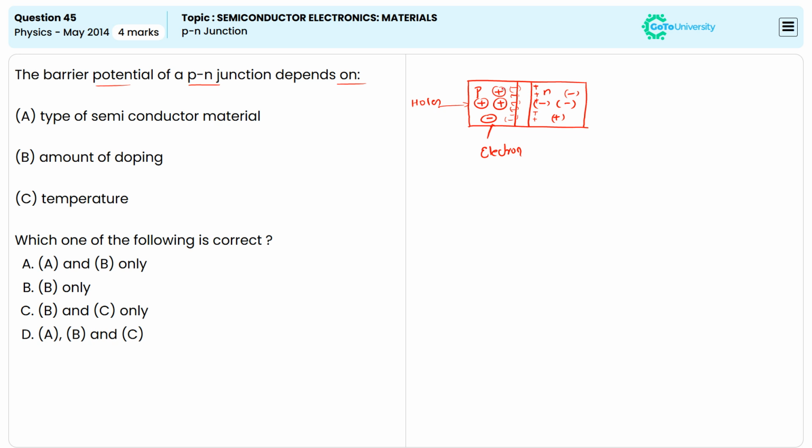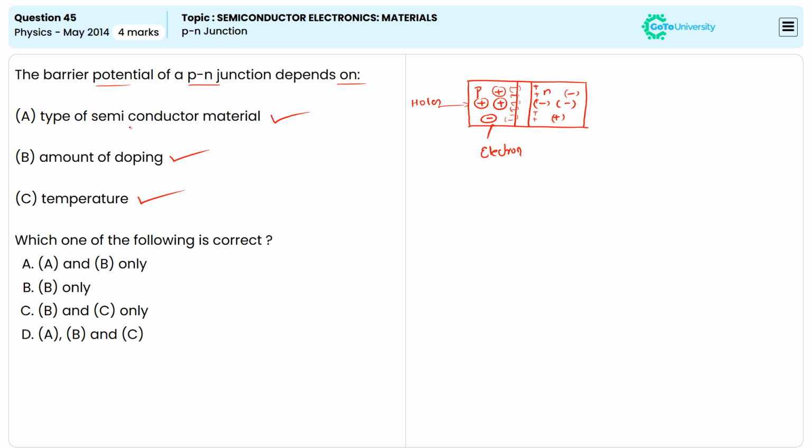And in this area it will be fully neutral. This is the condition, and the entire process is dependent upon the doping. Yes, the amount of doping definitely matters. And the type of semiconductor material, P-type, N-type, is very important. And the temperature is also a factor here. As the temperature is higher, electrons and holes will be more activated. So the temperature is also very important.